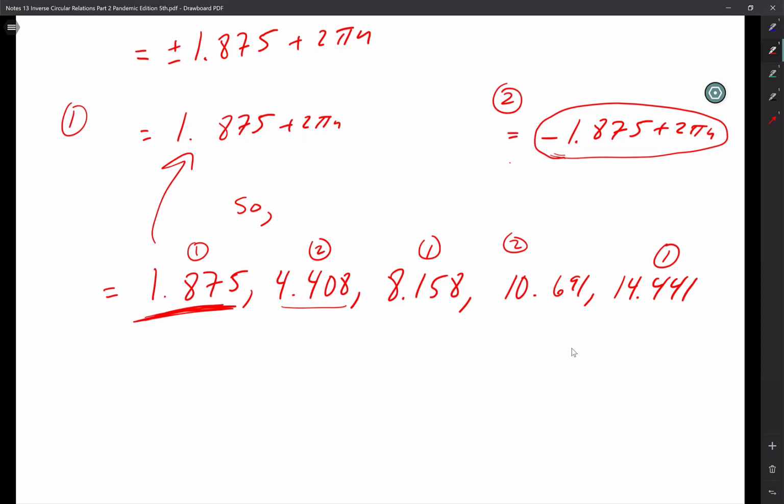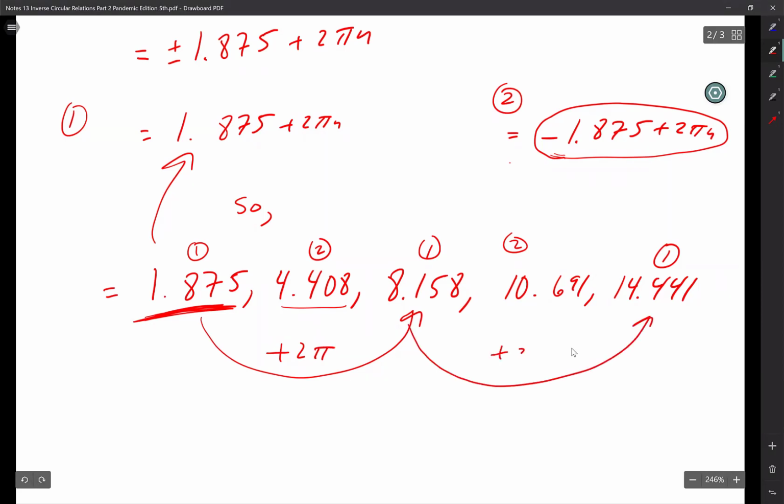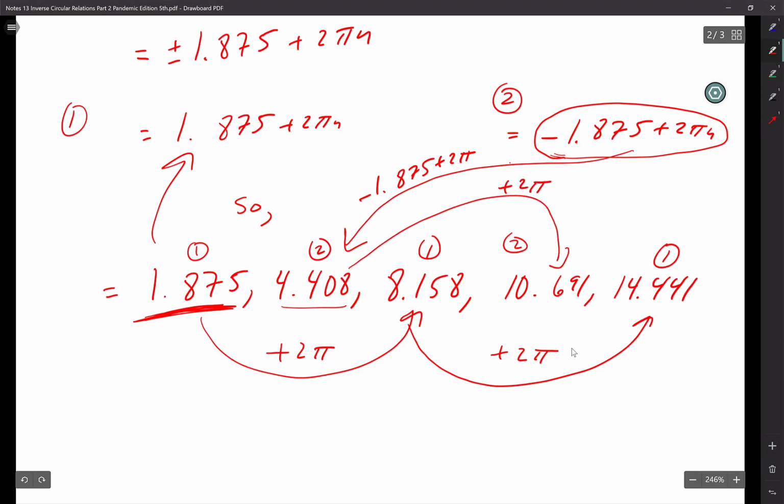Well, when I added 2 pi, it gave me this one, plus 2 pi. And then when I added 2 pi to that one, it gave me this one. And then where did I get the 4.408? I got it from negative 1.875 plus 2 pi. And then when I added 2 pi, it gave me that one, plus 2 pi. Do you see what I did? And there it is in order.